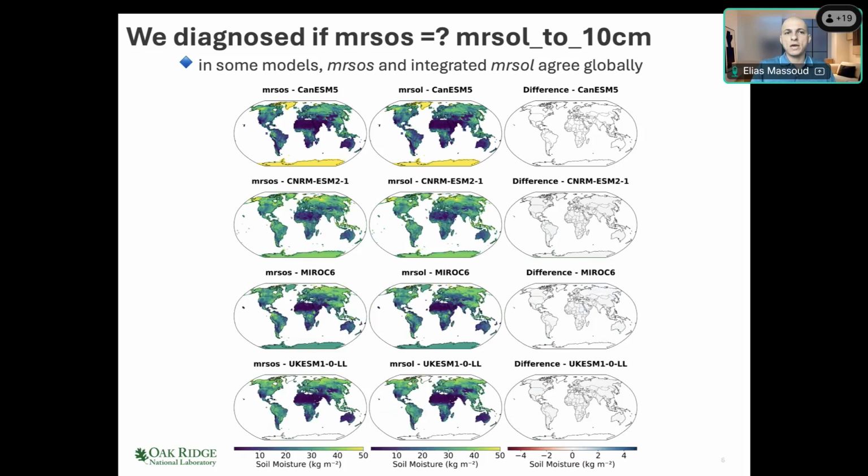So looking at the global maps, these are the models where we have no bias in this integration. So the CanESM models on the top, for example. The MRSOS map is on the left. This is the top 10 centimeter average soil moisture. And then the integrated MRSOL is in the middle. So when you subtract those two, if there's no bias globally, then this integration is the same. And you see that's the case for all of these models.